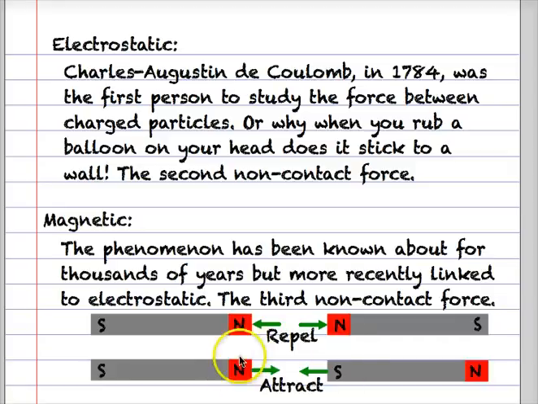If we put two opposite poles next to each other, north and south, for example, they will attract, and we can see the green arrows are reversed, showing that the force is pulling those two together.